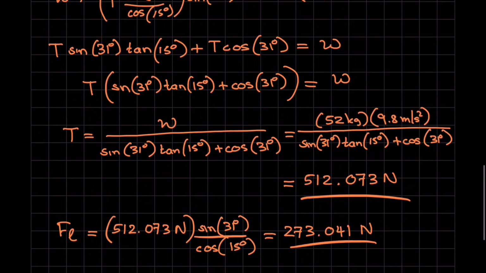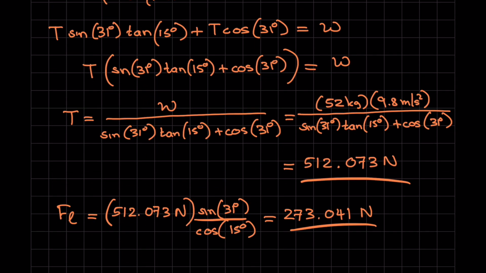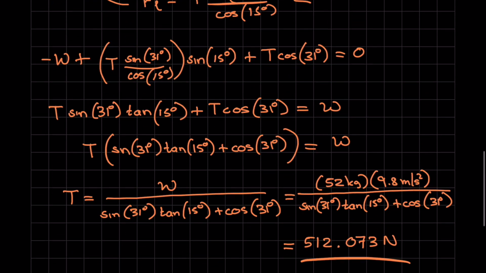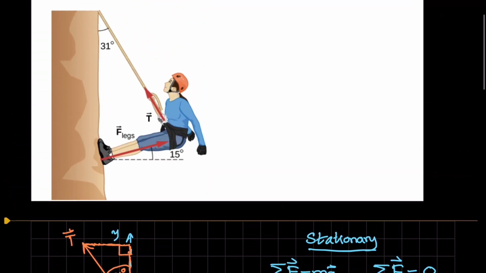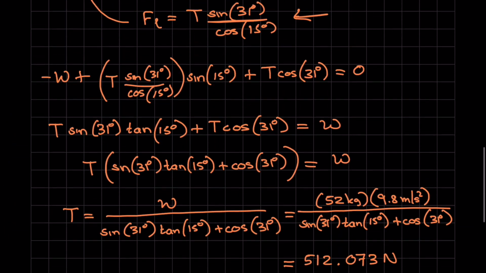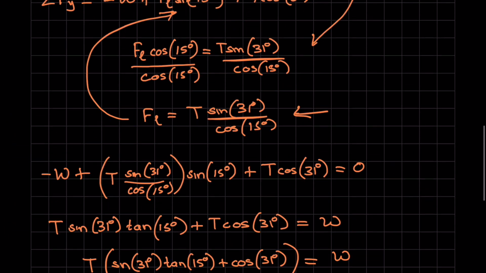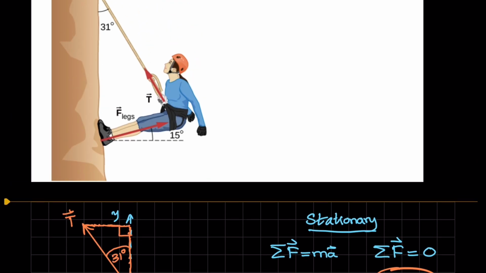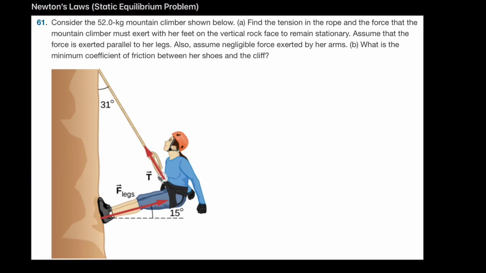But at the end of the day, the magnitude is the same. You're just now aware that the force the climber applies onto the wall is the same magnitude, 273 newtons, just pointing towards the wall. So we've done part A. They asked us to find the two forces. Now what we have to do is find the minimum coefficient of friction between her shoes and the cliff.